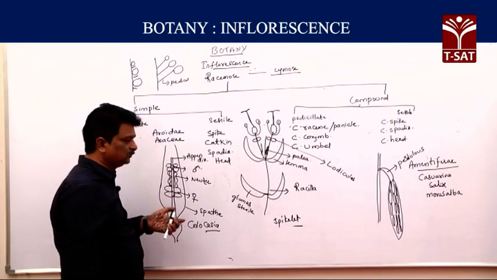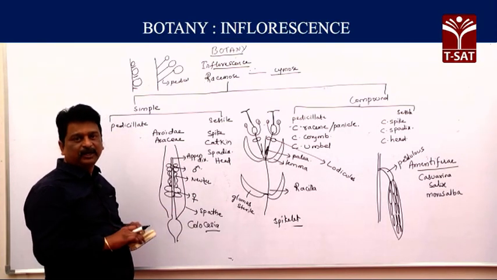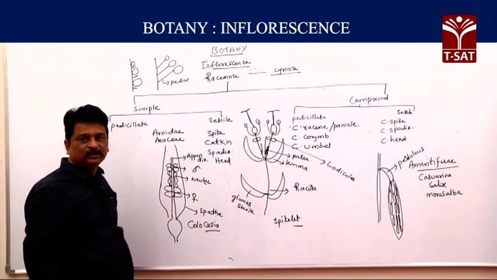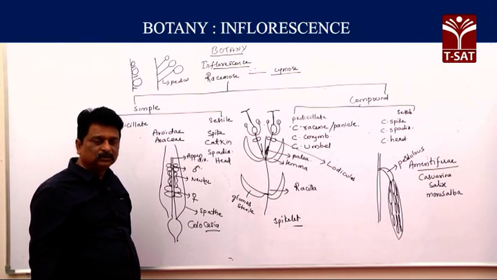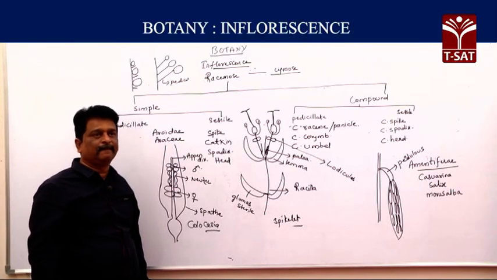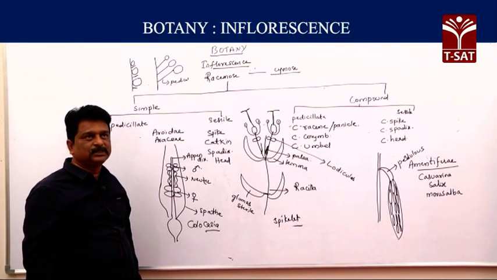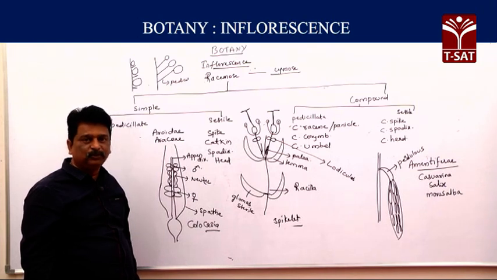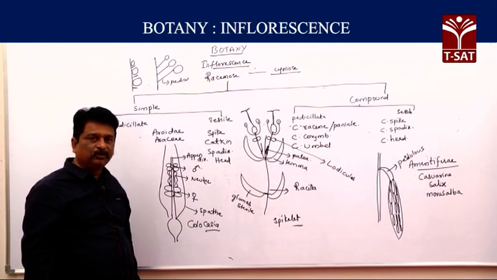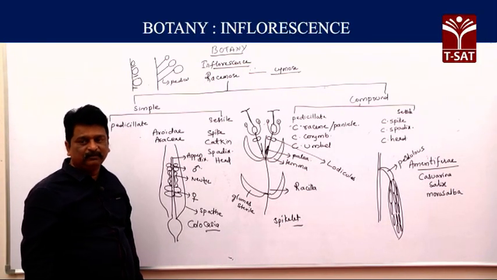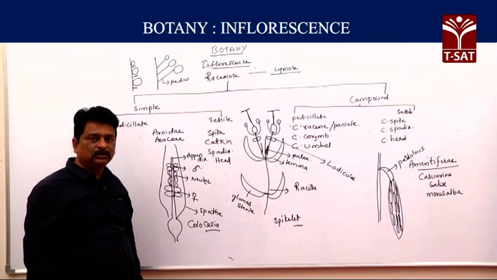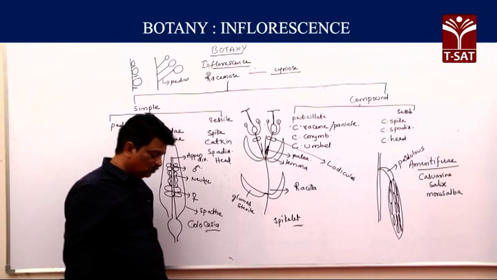Compound spadix. In compound spadix, the peduncle is branched. Compound spadix includes coconut and musa. But coconut and musa produce only 2 types of flowers, male and female flowers. Male flowers are generally produced at the top, female flowers produced at the base.